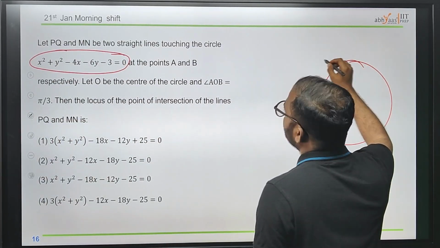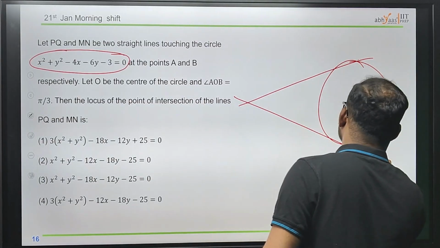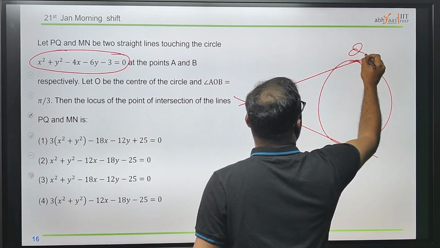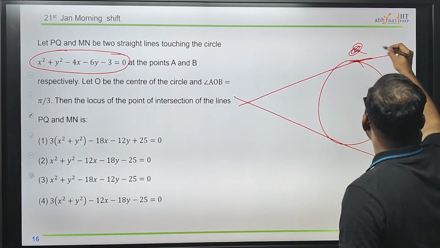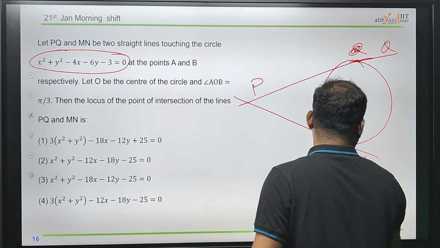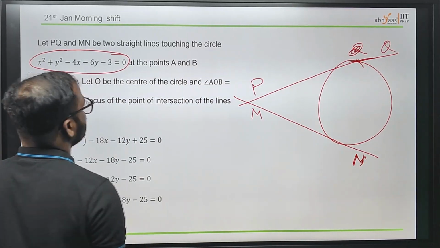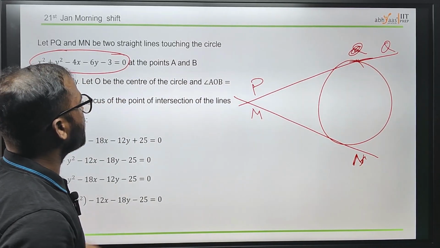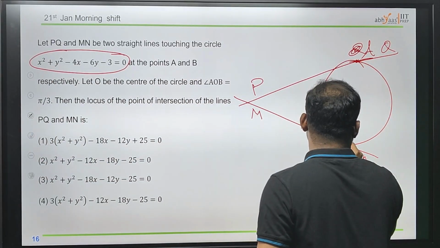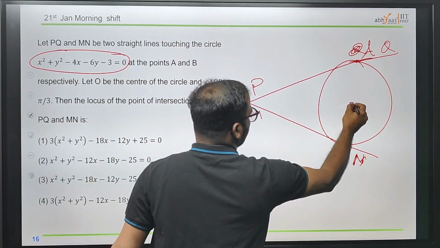Suppose we have PQ like this, with Q here, and N here and M. Two straight lines are touching the circle, and the points of contact are A and B respectively. Let O be the center of this circle.